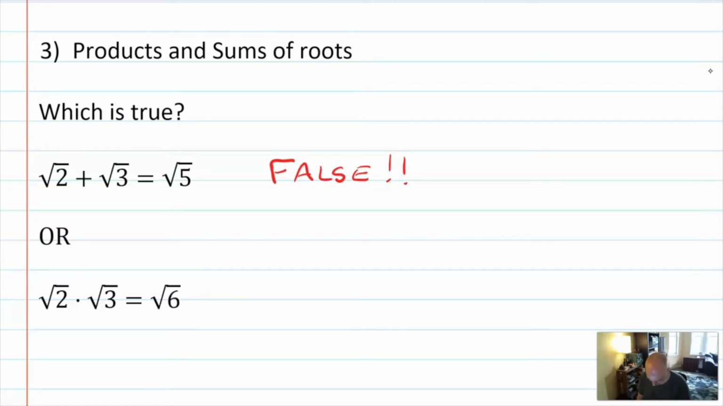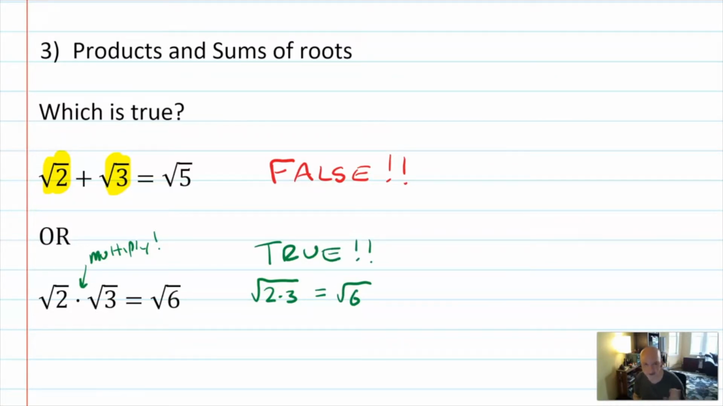So when you have two roots like this, and you don't have like bases, you can't add them up and make, for example, square root of 5. That does not work. However, when you have roots and you are multiplying them, you can combine them. So we might write that root 2 times root 3 is the same as the root of 2 times 3, which is the same as the root of 6. That is true.